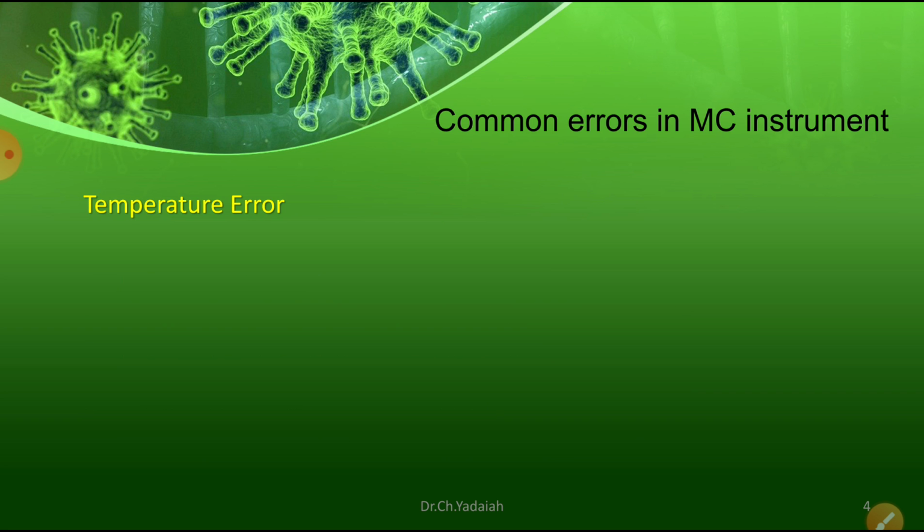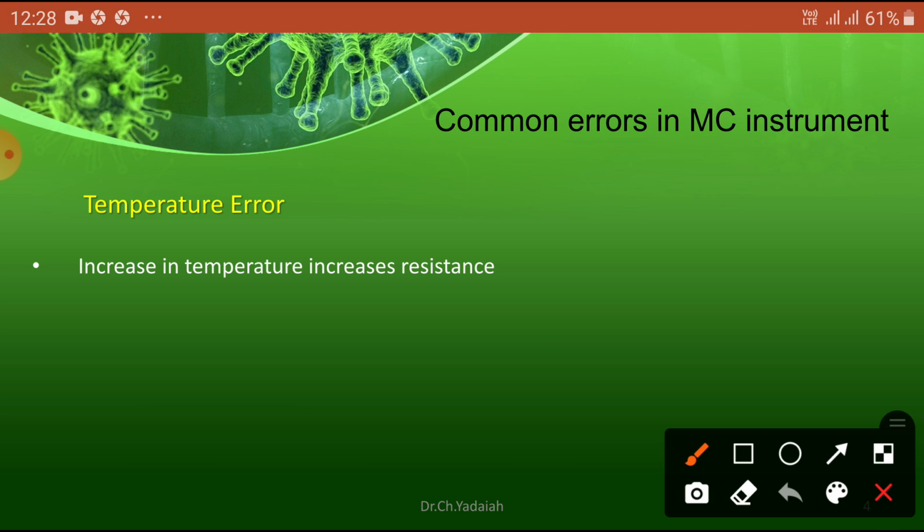Now you can see it. Temperature error. What do you mean by temperature? As you know, an increase in temperature increases the resistance, because all metals have positive temperature coefficients. Now as temperature increases, the resistance also increases proportionally because of the positive temperature coefficient of metals.